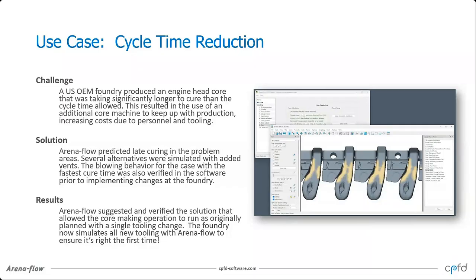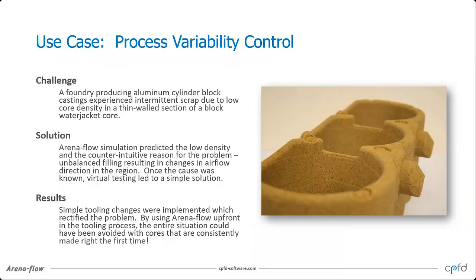And as a result, the solution that was verified in ArenaFlow allowed the core making operation to run as originally planned, so they could remove that excess machine and the excess shift. And the foundry now simulates all new tooling with ArenaFlow to ensure it is right the first time. So: process conversion, cycle time reduction. The last example is simply process variability control and scrap. This was a North American foundry.